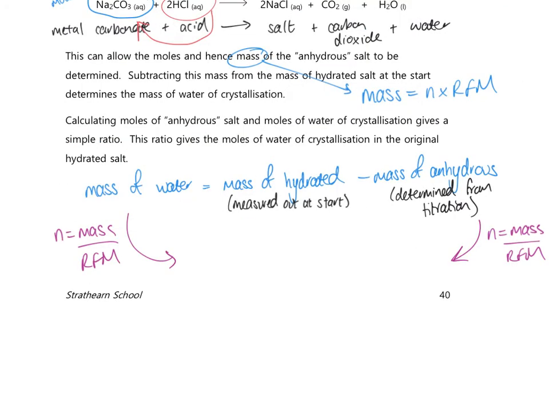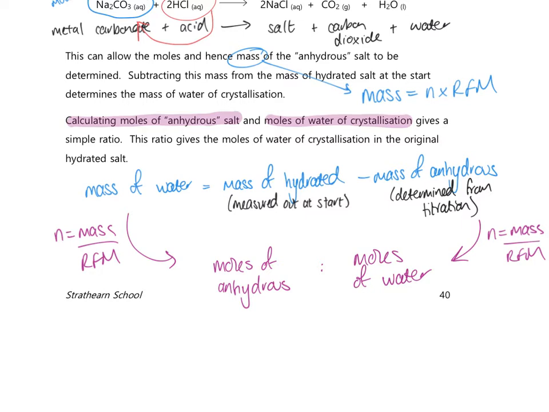As the final paragraph says, we want to calculate the moles of the anhydrous salt and the moles of water of crystallisation, and that gives us a simple ratio. We calculate the number of moles by doing n equals mass over RFM. And we put those in a simple ratio to each other: the moles of the anhydrous salt, our Na2CO3 in this example, to our number of moles of water. When we work that out in its simplest integer form, that will give us the number of moles of water and the number of molecules of water in our hydrated salt. In other words, the value of X.